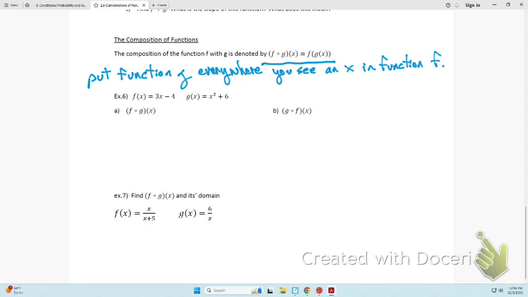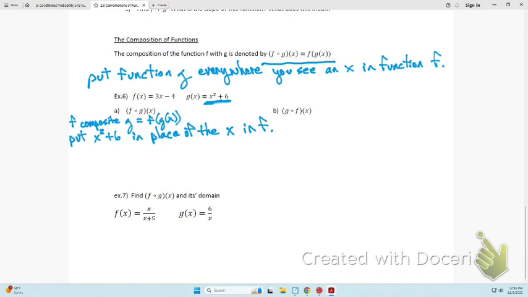So for number 6a, this reads as f composite g, or in other words, f of g of x. So I'm going to put x squared plus 6, that's g right here, in place of the x in f.